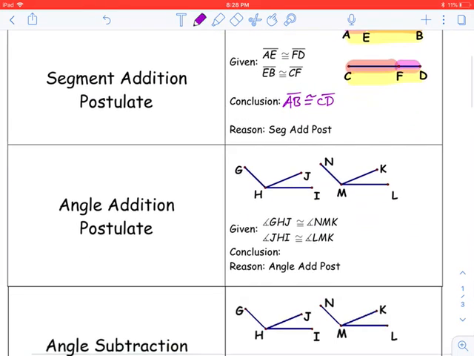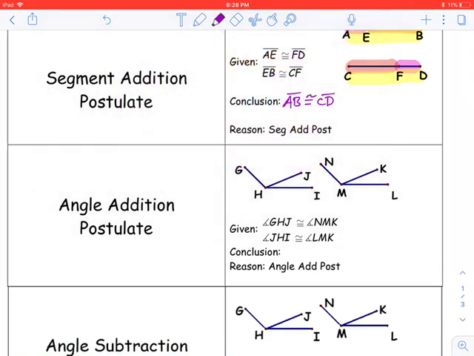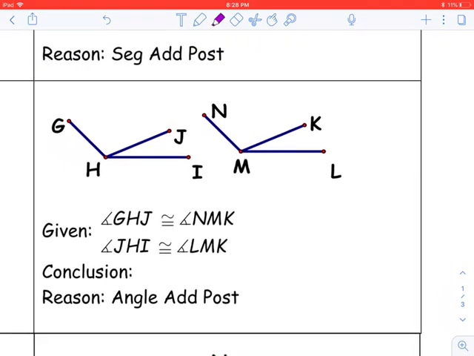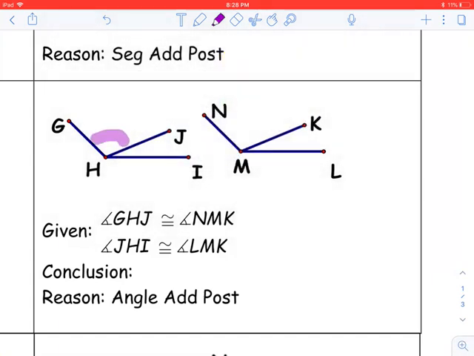Okay, so on the same line, we're talking about now angles. If we're talking about angles, again, it's angle addition. So I'm going to take one angle, add it to another, right? So in this case, our given says GHJ. So this angle here. Again, you always want to try and label as much as possible. So GHJ is right here, congruent to NMK. So those 2 are congruent. And then on the same part, GHI is right there, congruent to LMK.